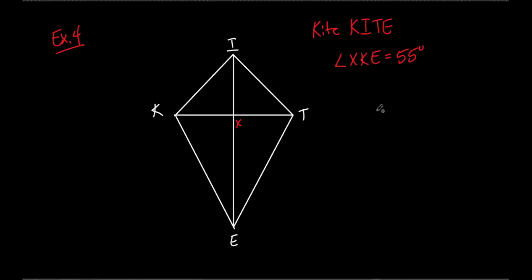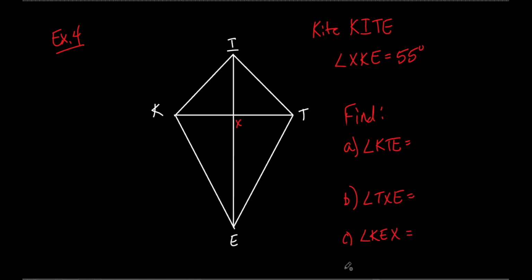So now, here's what they ask you to find. They want you to find angle KTE. And then they want you to find angle TXE, and angle KEX. Let's put the angle symbol. Angle KEX. And one more, part D, they ask for angle KET. All right. So that's what they give you.